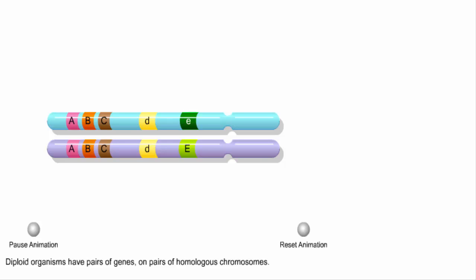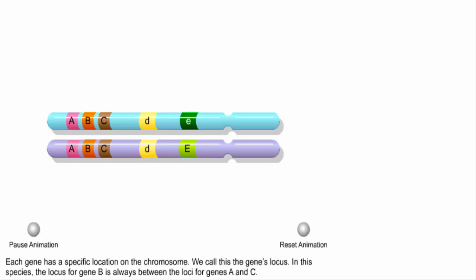Diploid organisms have pairs of genes on pairs of homologous chromosomes. Each gene has a specific location on the chromosome.